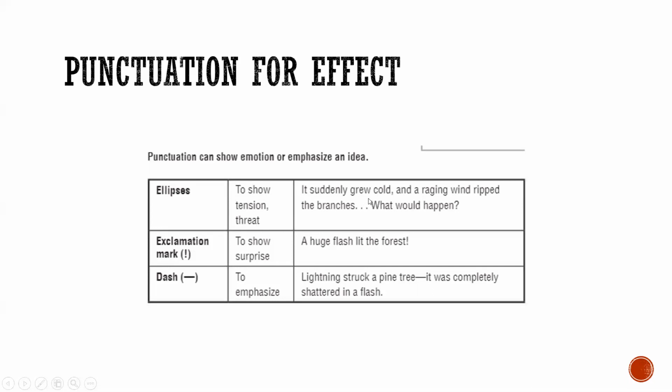It suddenly grew cold and a raging wind ripped the branches... What would happen? Okay, so it shows a bit of tension. There's a certain mystery to the statement, right? So you use ellipsis right here to trail off an idea. It's like you want the readers to guess what would happen next.